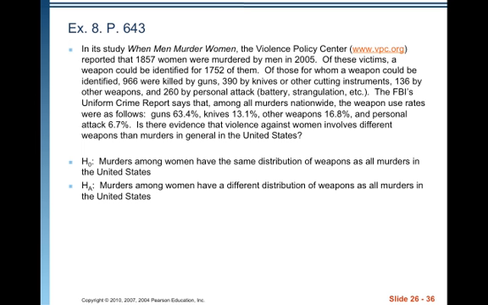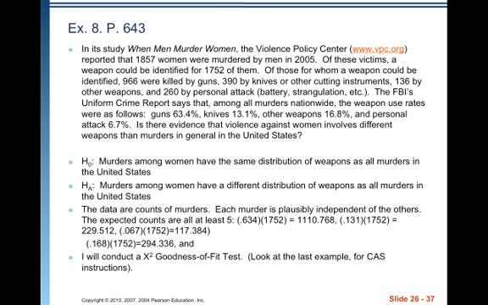Okay, so our null hypothesis would be murders among women have the same distribution of weapons as all murders in the United States. There's no significant difference in the distribution. The alternative hypothesis is murders among women have a different distribution of weapons as all murders in the United States. So the null is that the model fits. The alternative is that the model doesn't fit. Just like with the die. The null is that the model of uniformity fits, the die is fair. The alternative was that the model didn't fit, that the die was unfair.